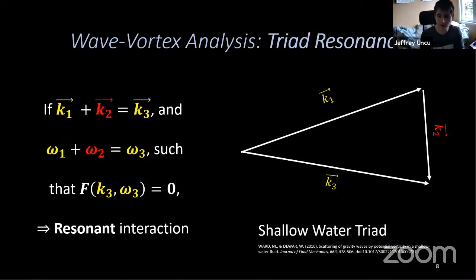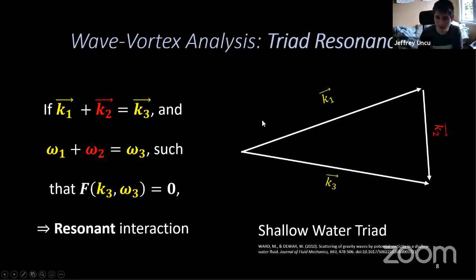So another type of analysis method that's been used quite successfully is called triad resonance. The basic idea is if we have two wave vectors, K1 and K2, and they add to K3, and also their frequencies add to omega-3, and K3 and omega-3 happen to be solutions to your dispersion relation, shown here as F, then the advection term will actually force that wave into existence, creating a resonant interaction.